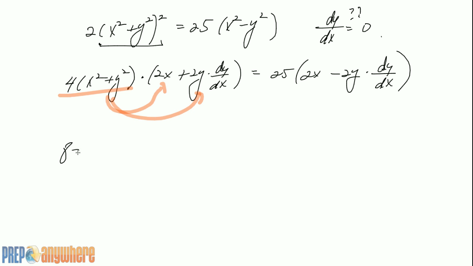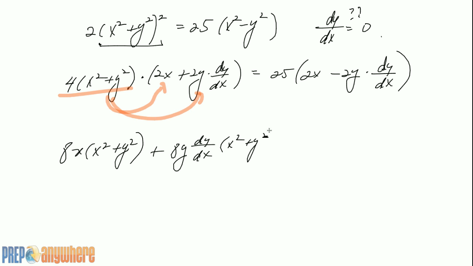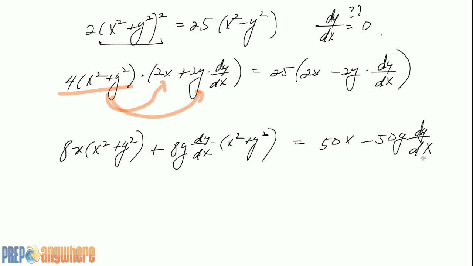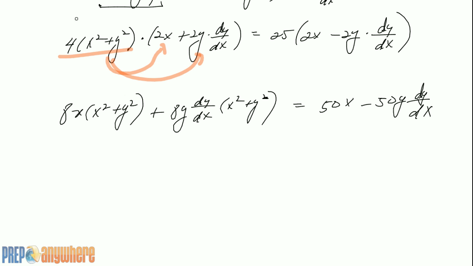First of all, you get 8x, and then you get 8y dy over dx, times x squared plus y squared. On the other side, we get 50x minus 50y dy over dx. This term and that term have dy over dx, so let's bring those to the left side. That's already on the left side, 8y.